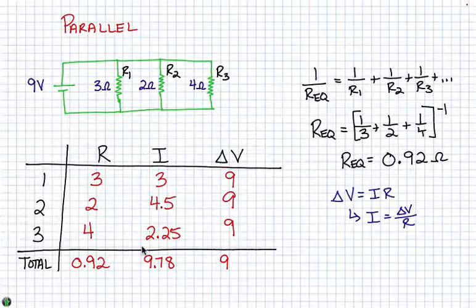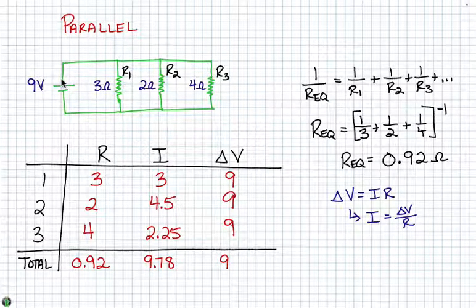2.25. So if we take a look, we said at the very beginning the current in R1, R2, and R3 must equal 9.78. If we add these up, you can see it actually is a little bit over. It comes out to about, well, actually, I'm sorry, a little under, 9.75. That has to do with our rounding. But you can see we're fairly close. If we didn't round, we get a much more accurate number.